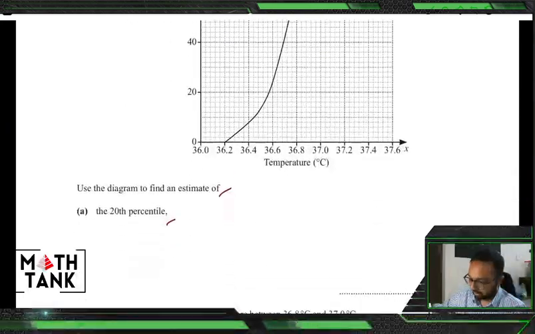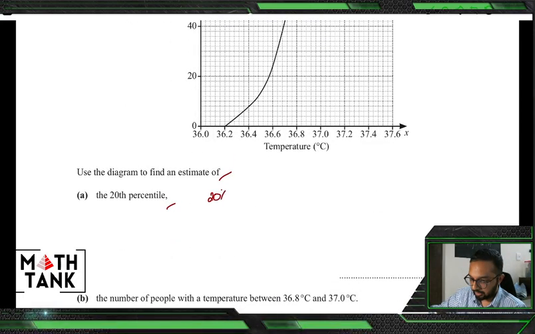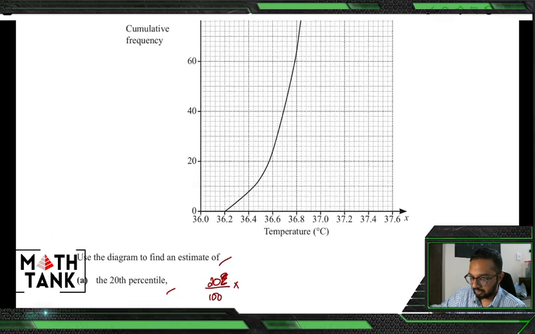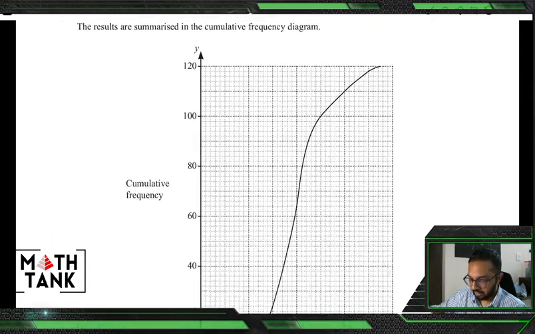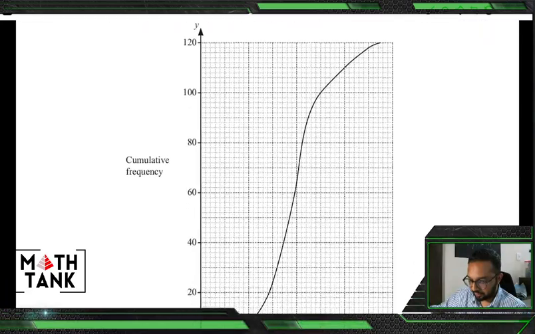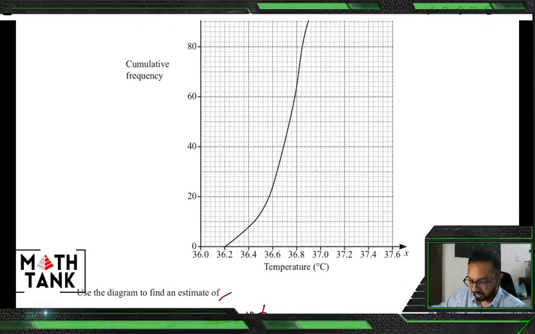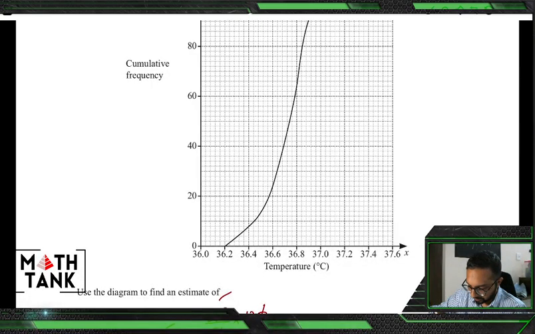Now, if you know the 20th percentile is basically the 20% of the data set. So 20 over 100 multiplied by 120. Let the zeros cancel out. 24. So I'm going to read 24 from my graph. 24th person.